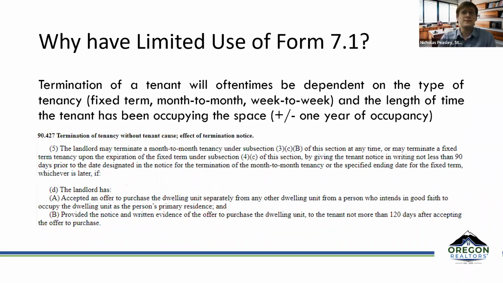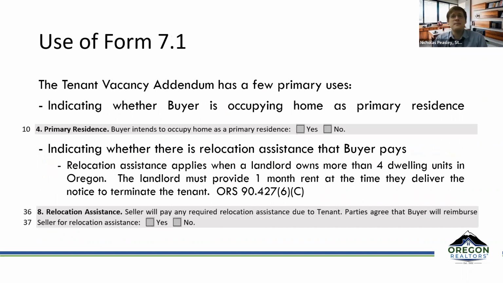There are a couple other uses for Form 7.1. It, for example, indicates whether a buyer is occupying the home as a primary residence, which is what triggers that ORS 90.427.5D subcategory allowing the termination right. It allows you to indicate whether there is relocation assistance that the buyer pays. In some cases, the buyer can pay relocation assistance. They don't have to. The seller is technically the one that does that, but you have the option in subsection 8 of Form 7.1 to say that seller will pay any relocation things.